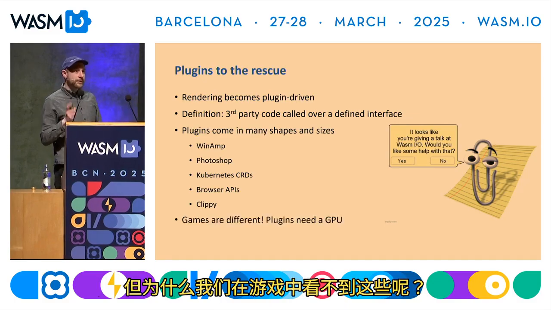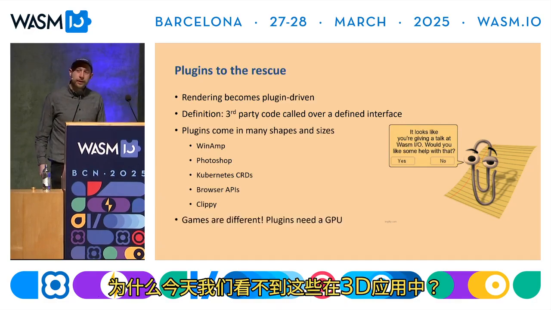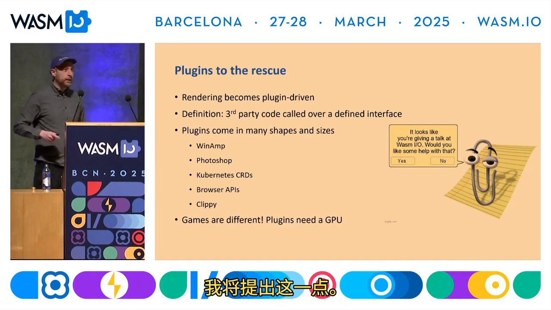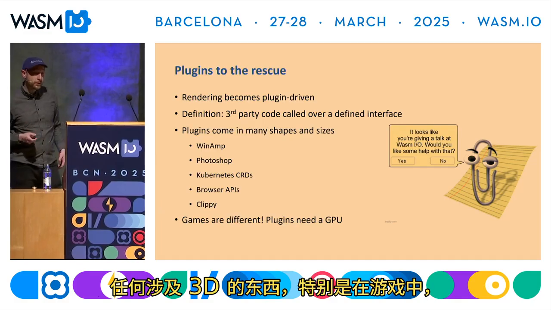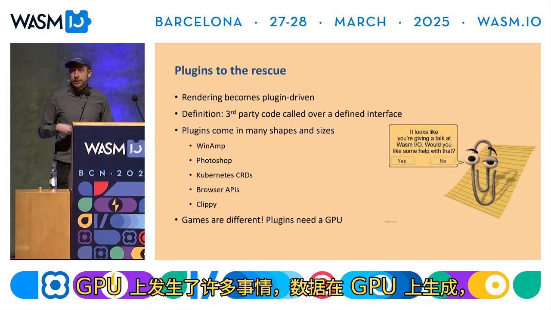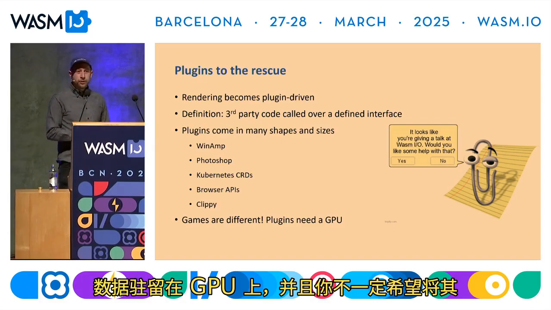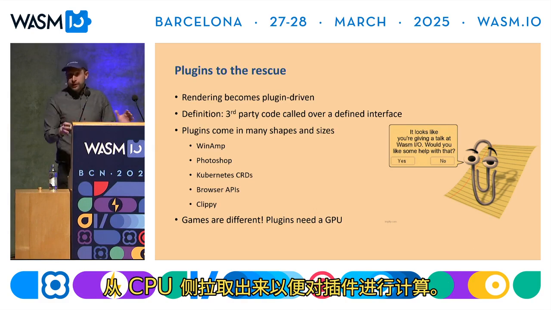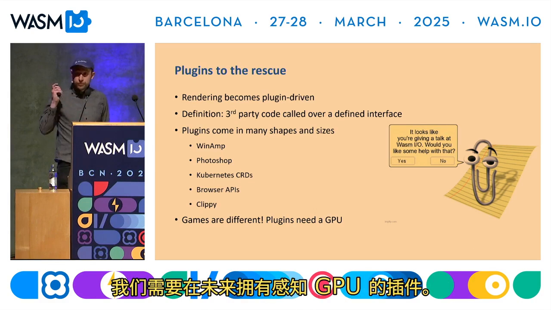But why don't we see these in games? And why don't we see these in 3D apps today? And I will posit this. Anything that does 3D, in games in particular, they need a GPU. And so lots of stuff happens on the GPU. Data is generated on the GPU. Data is resident on the GPU. And you don't want to necessarily pull that off to the CPU side in order to perform calculations on it for a plugin. So we need GPU-aware plugins in the future.